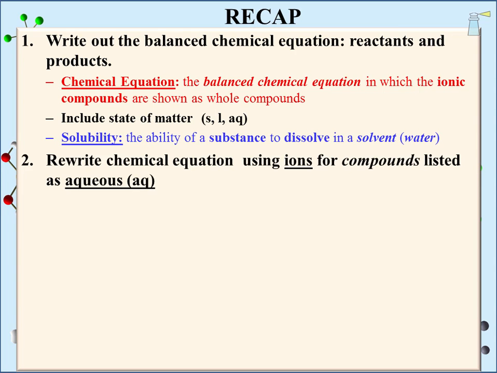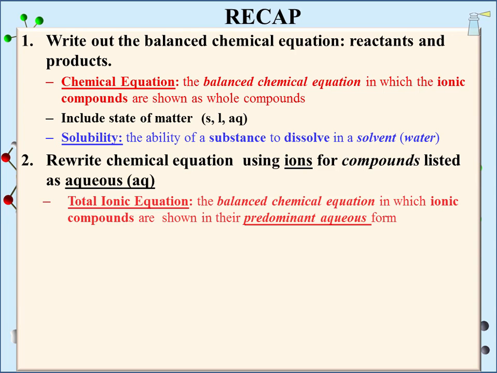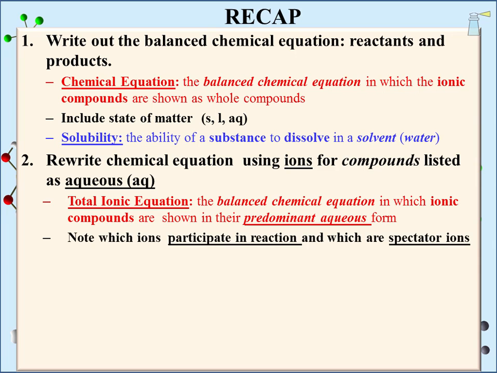Then rewrite the chemical equation using ions from the compounds listed as aqueous. Write the total ionic equation. That is defined as a balanced chemical equation in which ionic compounds are shown in their predominant aqueous form. If the compounds dissociate in water, write its ions as aqueous ions. Be sure to keep track of the coefficients and subscripts of the compounds so that dissolved ions come in the same ratio. With the total ionic equation, note which ions participate in reaction and which are spectator ions.